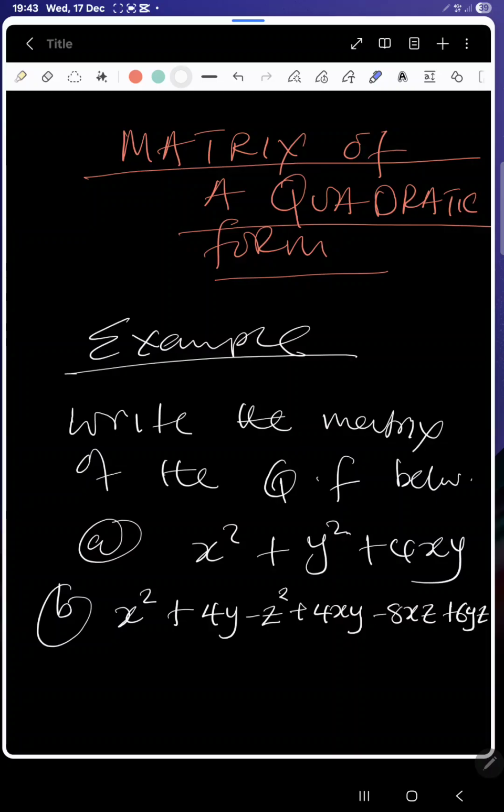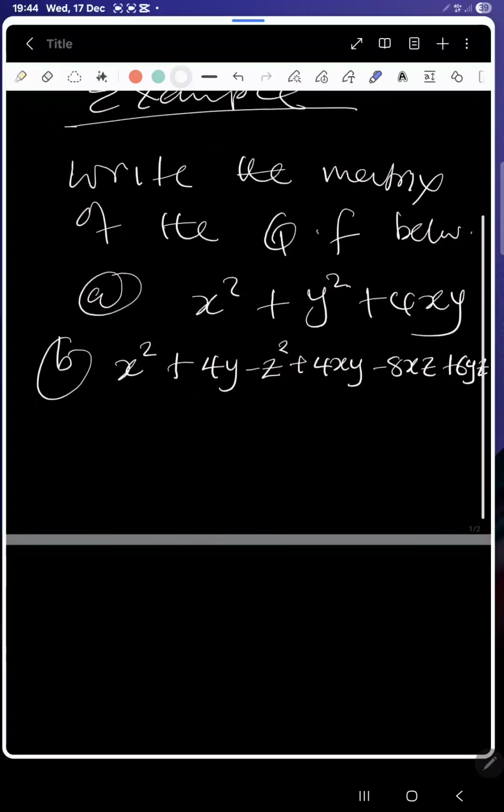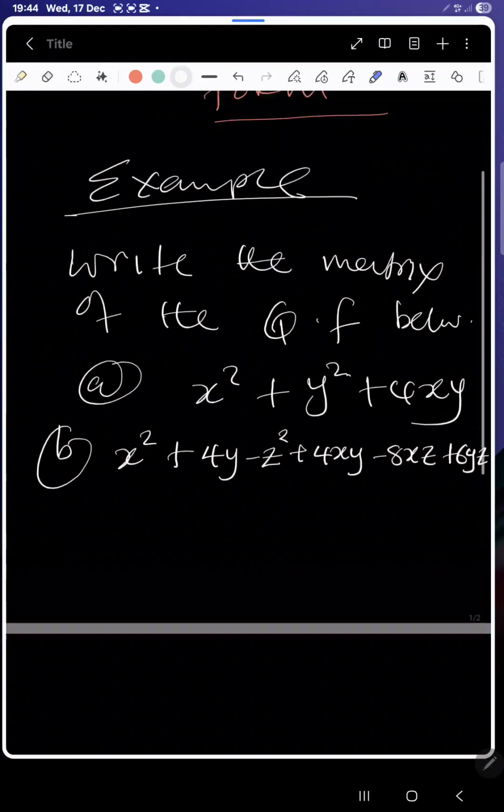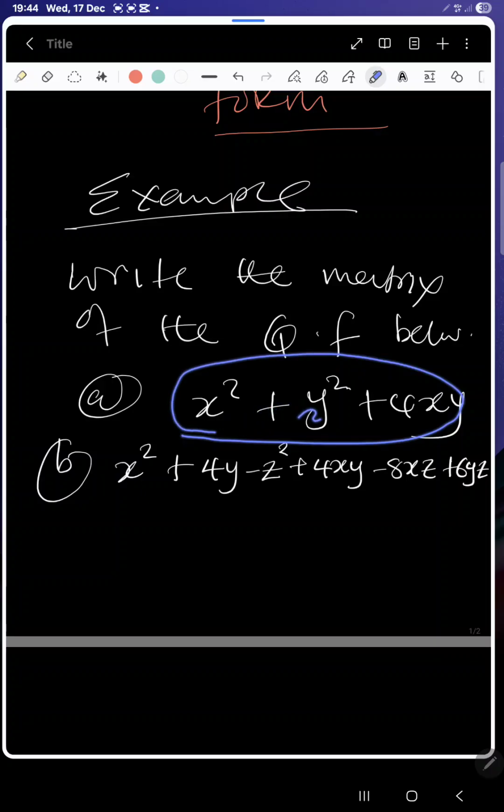In this video, we are going to look at how to write a matrix of a quadratic form. So how do you write the matrix of a quadratic form? To write the matrix of a quadratic form is simply to do this trick that I'm going to show you here. We are going direct into our examples: write the matrix of the quadratic form below. The first quadratic form given is x squared plus y squared plus 4xy. So how then are you supposed to write that one?